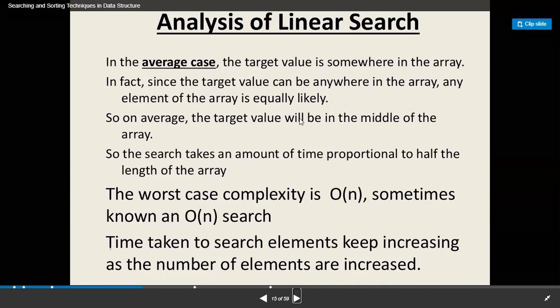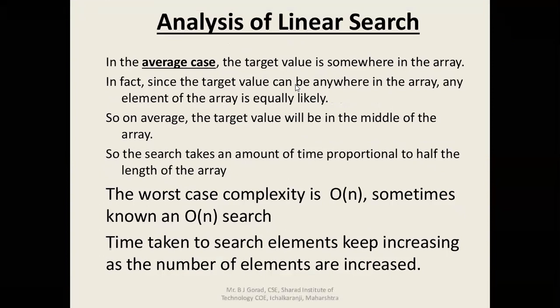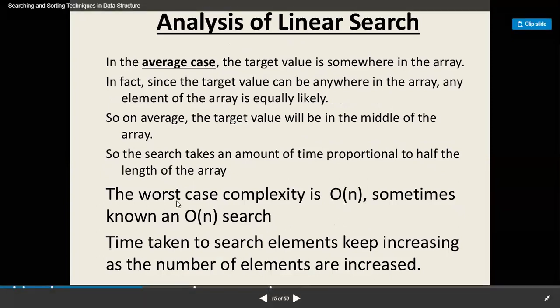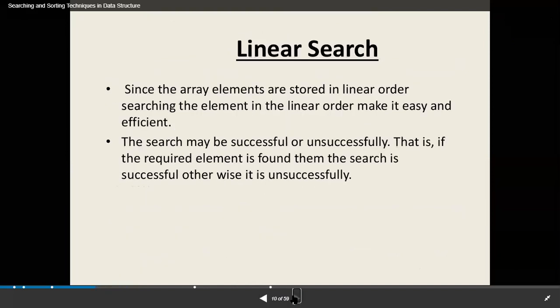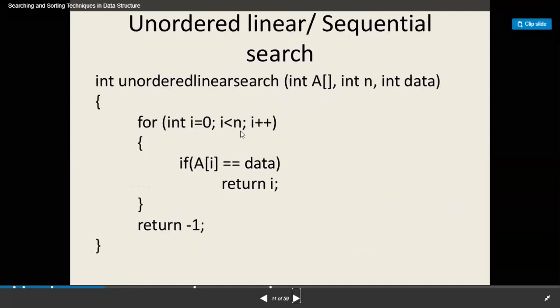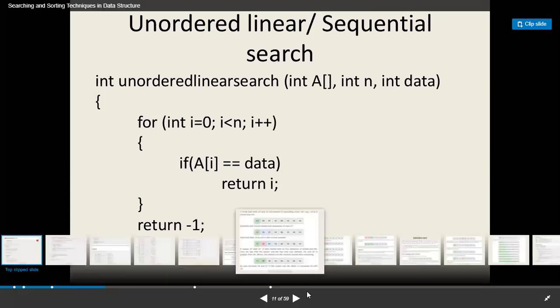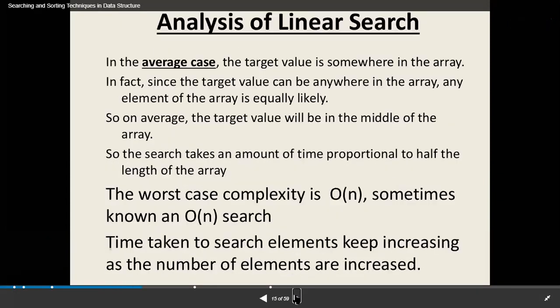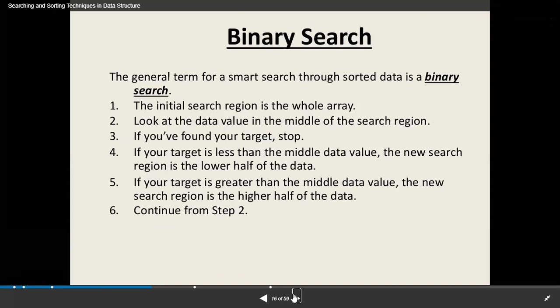We have already talked about the best case, the average case, and the worst case in time complexity. In general, we can say the worst case of linear search is order of n. Why? Because if you remember the code, it starts from i equals 0 up to n, so in the worst case the loop will run from 0 to n. So the worst case complexity is order of n. Now we'll look at another algorithm that we call binary search.